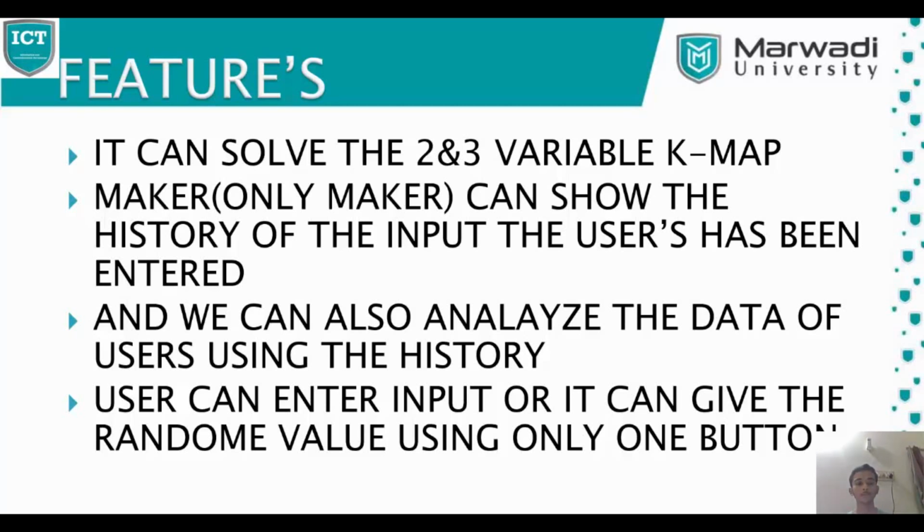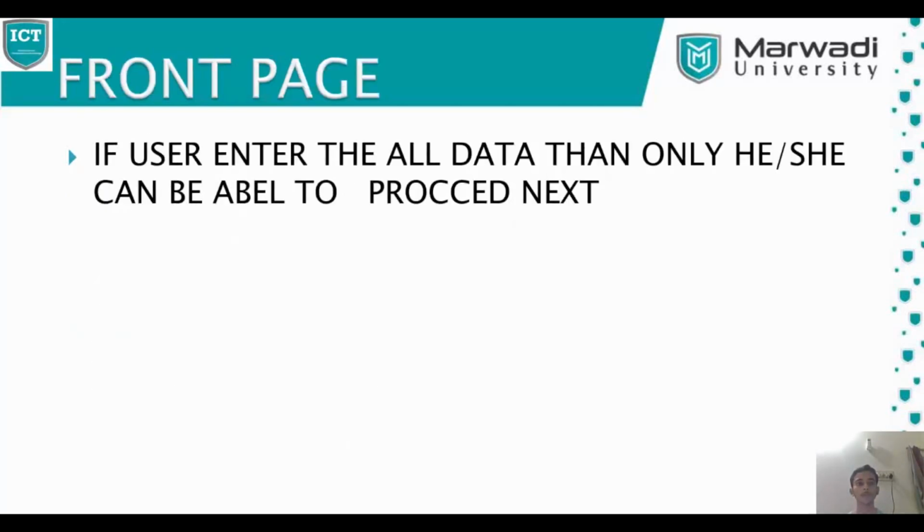Now next are more features, which is that it can solve 2 and 3 variable K-maps. It also shows the history of the input the user has entered, and we can also analyze the data of the user using the history. The user can enter input or can give a random value using only one button. Now we are going to see some important pages about my project.